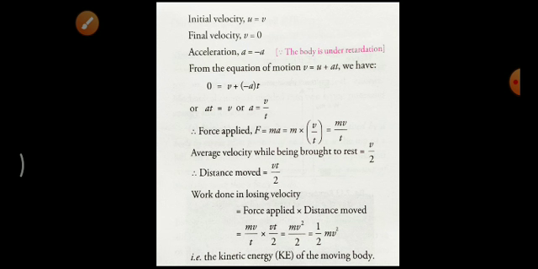So work done in losing velocity is equal to force applied into distance moved, that is F into displacement. The force applied is mv divided by t, and the distance moved is vt divided by 2. After solving that, we get mv square divided by 2, that is half mv square. That is the kinetic energy of the moving body. So kinetic energy is equal to half into mass into velocity square. This is the formula which we have now derived. I hope all of you have understood that.